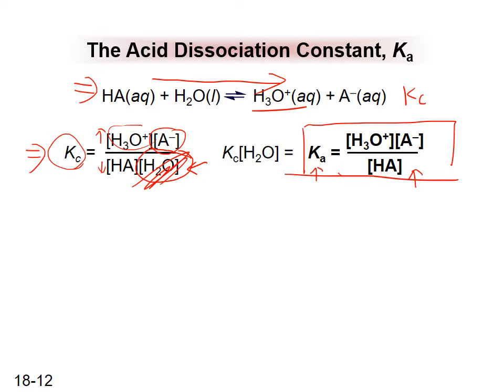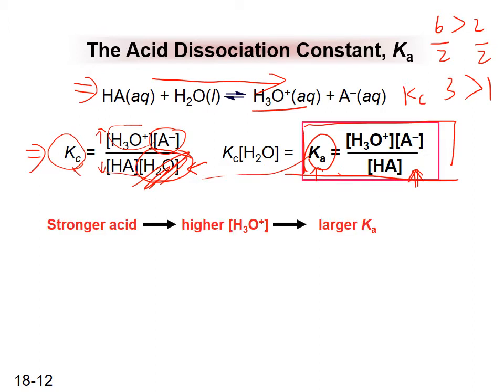It's the same. For example, if we compare 6 and 2, we know 6 is greater than 2. But if we divide by a constant, for example, we divide by 2 on both sides, then it's 3 and 1. So 3 is still greater than 1. So by removing this water concentration, Ka is still almost the same as Kc, which measures the strength of the acid.